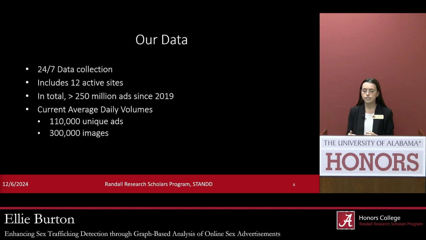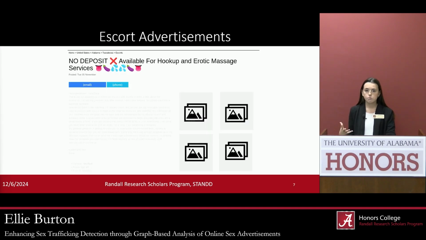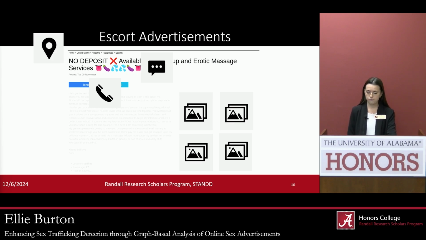As I mentioned, we collect data from these websites with 24/7 data collection. We have 12 active sites that we scrape from, with over 250 million ads dating back to 2019. On an average day, we'll collect 110,000 unique ads, as well as 300,000 images. So let's take a deeper look into what these ads look like. Every ad will have a series of pictures associated with it, as well as a phone number for contact information and a text associated with it. We also have the location that it's posted to.